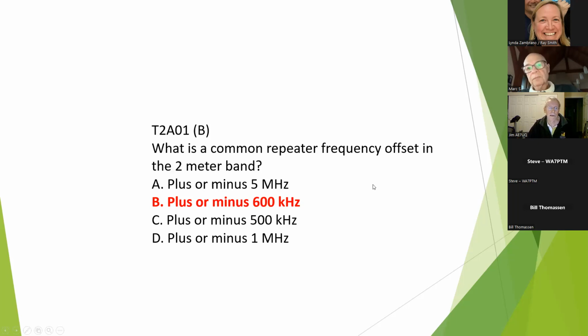So let's see what we learned. Okay, first question should be pretty simple. 2 meters, okay. We saw that on the previous chart. The offset is a plus or minus 600. Again, you just have to remember those. But if you've studied it, then you'll know that 600 was one of the choices that we looked at for possible frequency offsets.